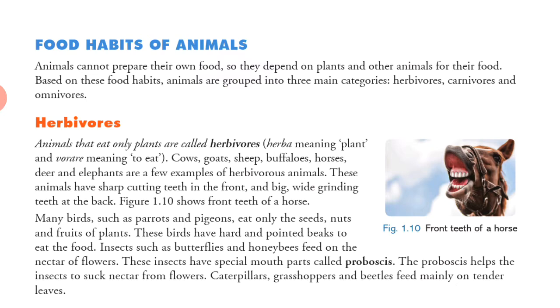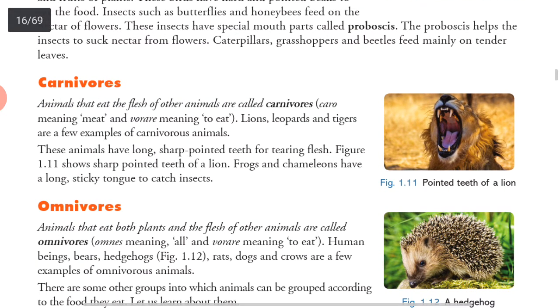Now, the second type of animals are carnivores. You can see the pointed teeth of a lion. Carnivores are animals that eat the flesh of other animals. Caro means meat, vorare means to eat. Lions, leopards, and tigers are a few examples of carnivorous animals.